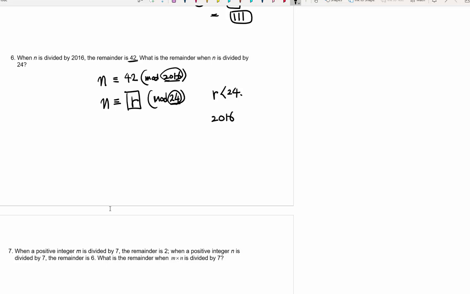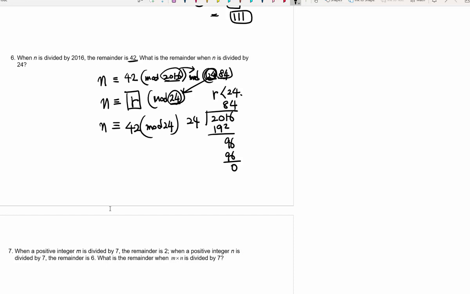So 2016 divided by 24 is 84. Okay, 24 times 84, isn't it? Modulo this one. So by definition, you can still separate. When 24 is a factor of 2016, you keep the same remainder, okay? The number should be 42 mod 24, isn't it? It's the same thing, okay?